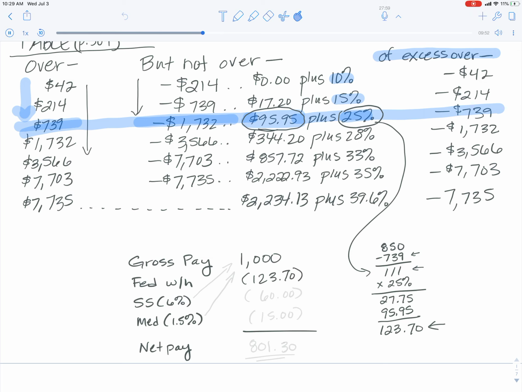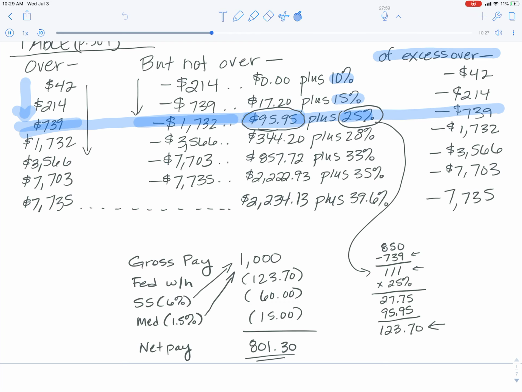And now we can calculate our Social Security. Well, our Social Security is going to be 6% of our gross pay, which is $60. And our Medicare tax is going to be 1.5% of our gross pay, so that's $15. So after you take out all your taxes, that's $801.30. So that's your net pay. Gross pay is $1,000. Net pay is $801.30.